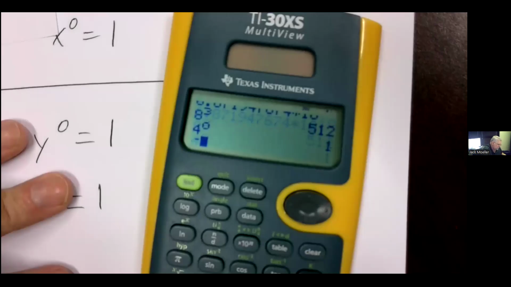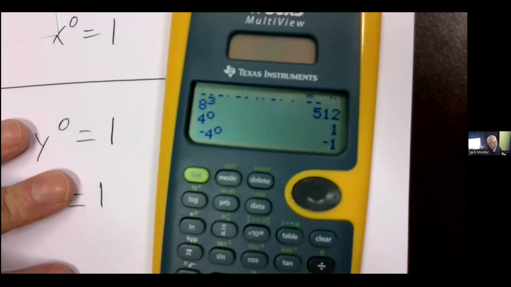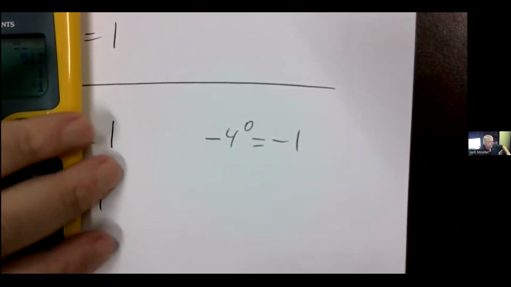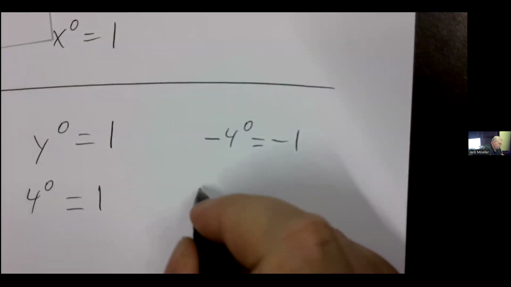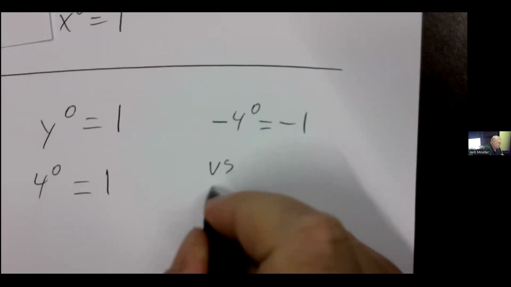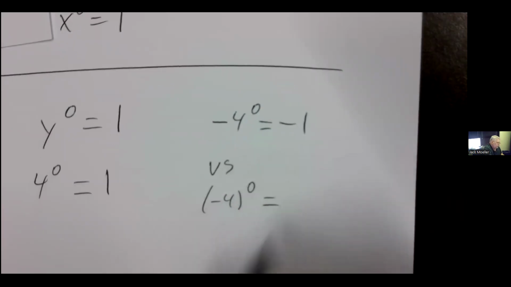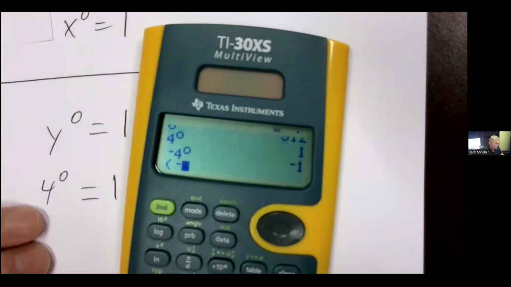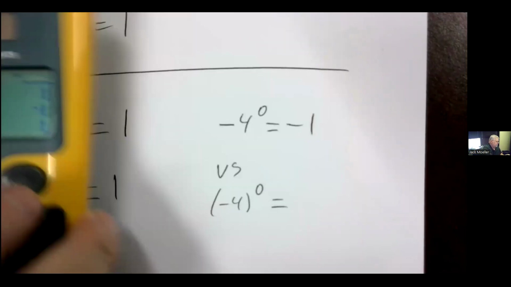When in doubt, why is that negative 1 and not positive 1? Well, here's a hint. Parentheses versus non-parentheses. So what is negative 4 in parentheses to the 0? That is 1.